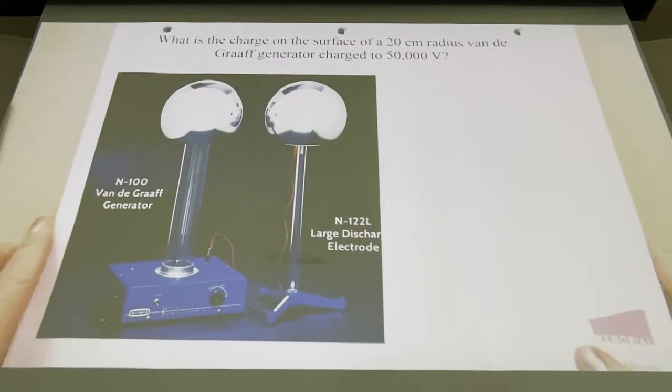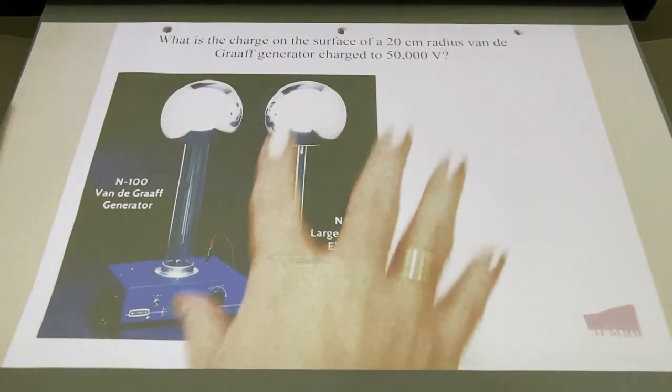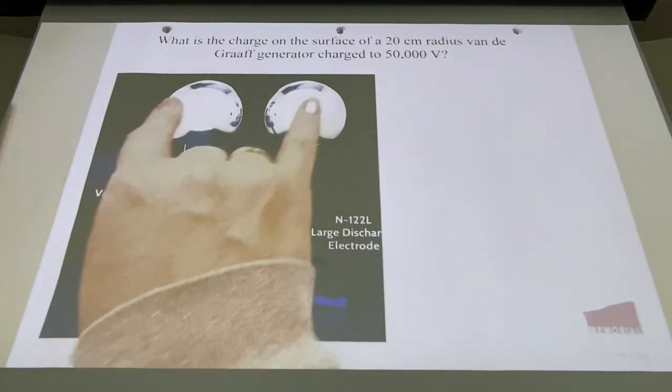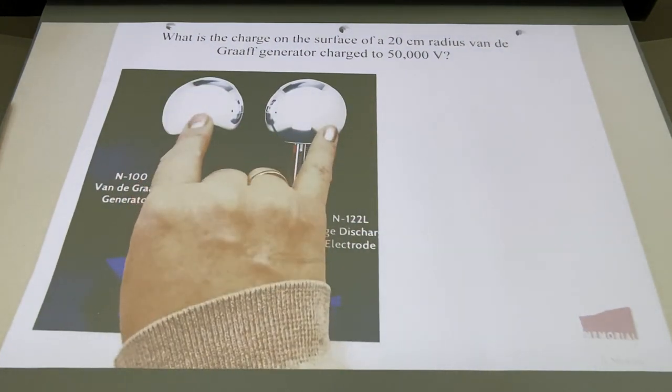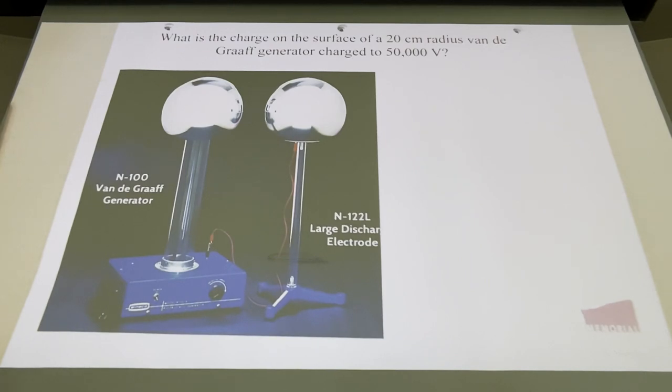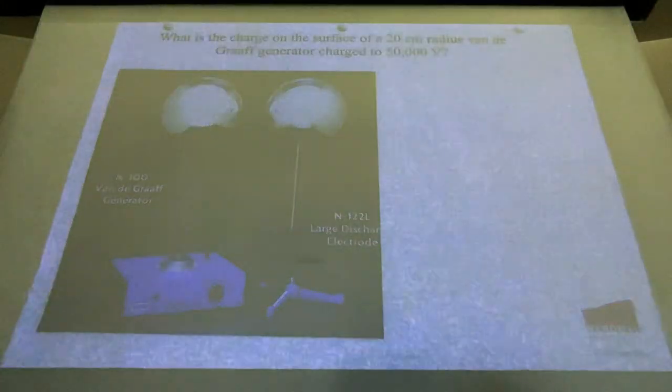Okay, so let's do an example of a Van de Graaff generator. And the numerical example we're going to do is how much charge is on the surface if the thing gets charged up to 50,000 volts. So let's see this in operation, see some of the stuff we're talking about. It's not going to get very dark, but I am going to turn the lights off. I can figure out which switch is which.